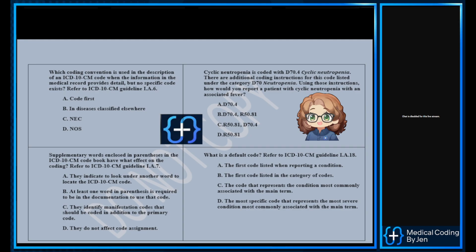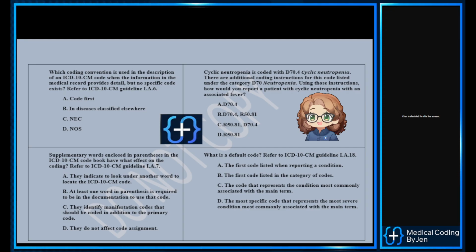D70.4, R50.81. Rationale. Under code category D70, the guidelines say to use an additional code for any associated conditions, such as fever. So, for cyclic neutropenia with fever, you report D70.4 for the neutropenia and R50.81 for the fever. Remember, these additional codes do not go first, they follow the main code.